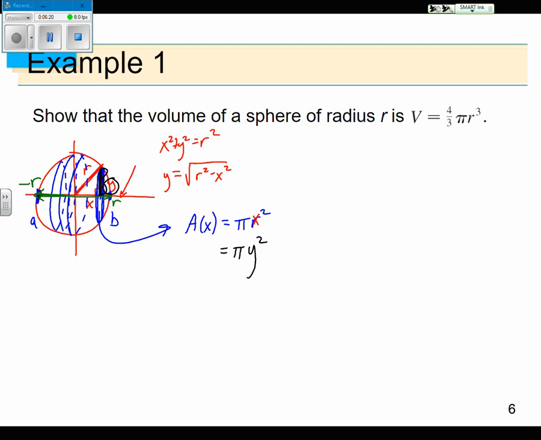Let me do that again. So like this disk that's all over here on the very far left, if I was to find the radius of that disk, it would be this much. Okay? And so that distance right there is the variable y.